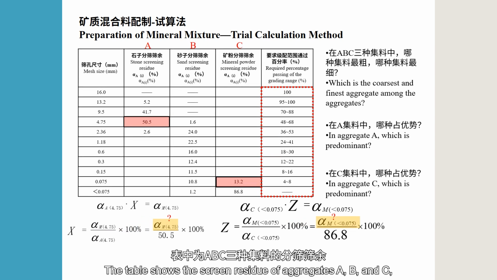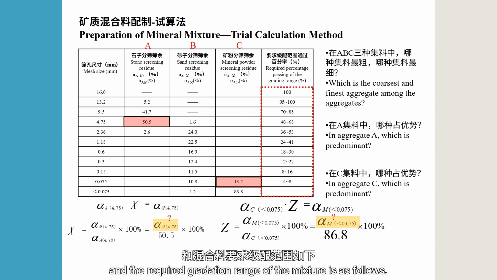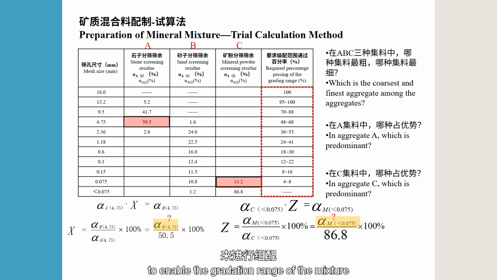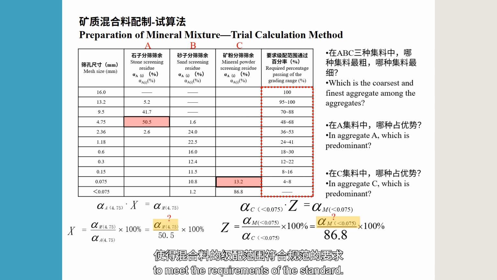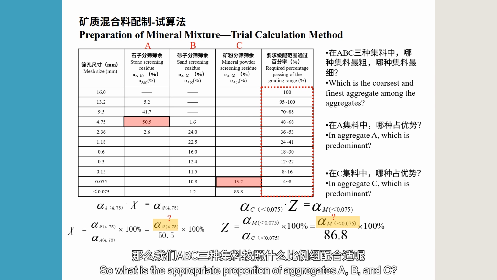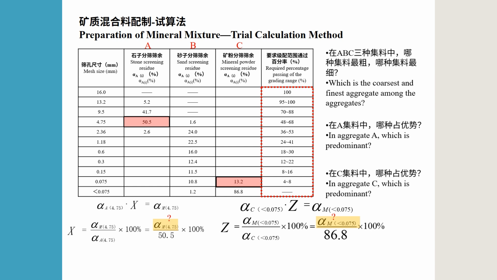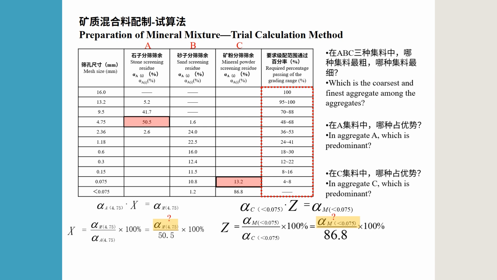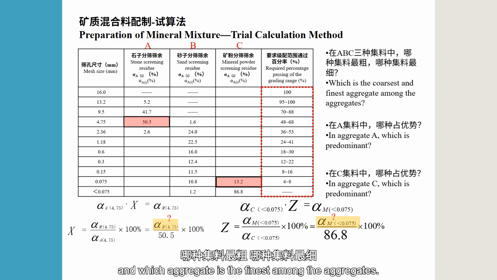The table shows the screen residue of aggregates A, B, and C. And the required gradation range of the mixture is as follows. That is to say, we use aggregates A, B, and C for batching to enable the gradation range of the mixture to meet the requirements of the standard. So, what is the appropriate proportion of aggregates A, B, and C? In the first step, let's first observe which aggregate is the coarsest and which aggregate is the finest among the aggregates.